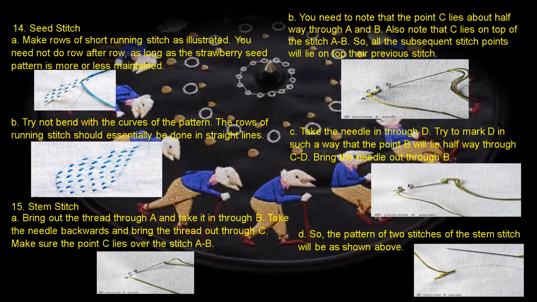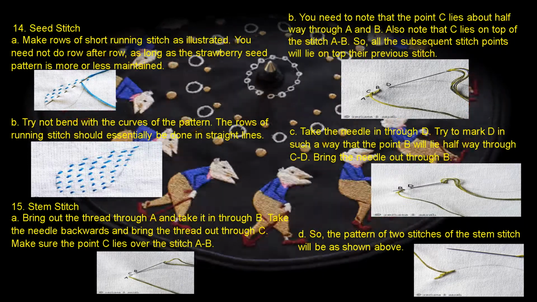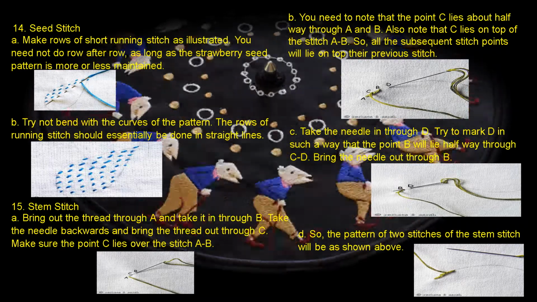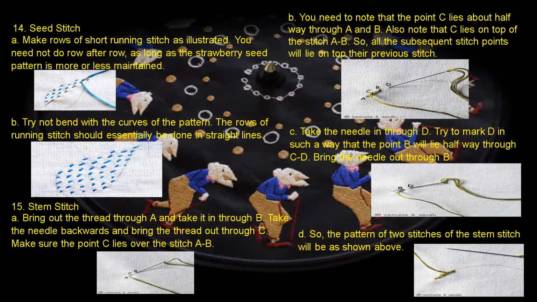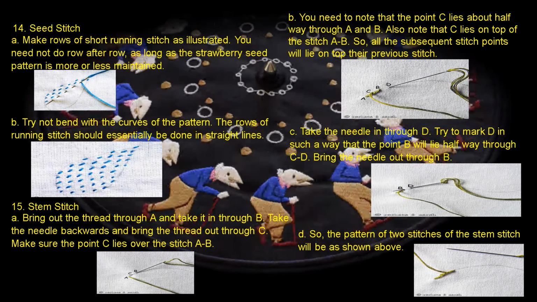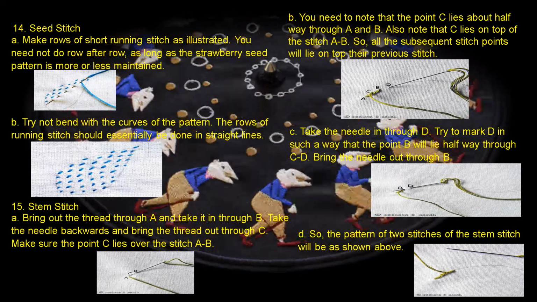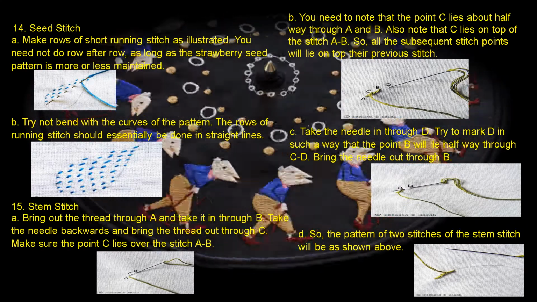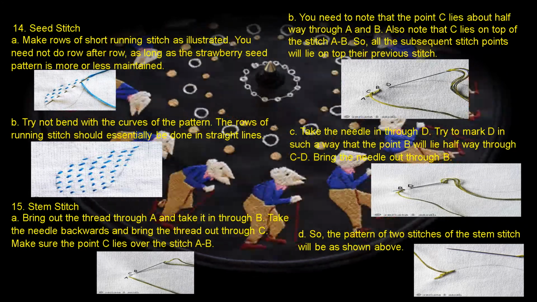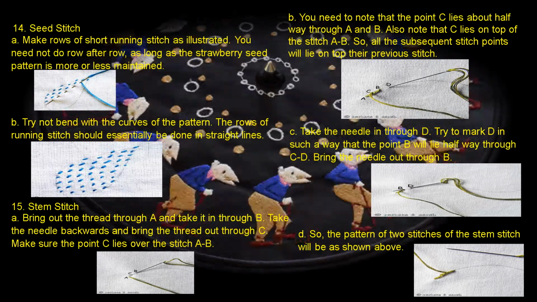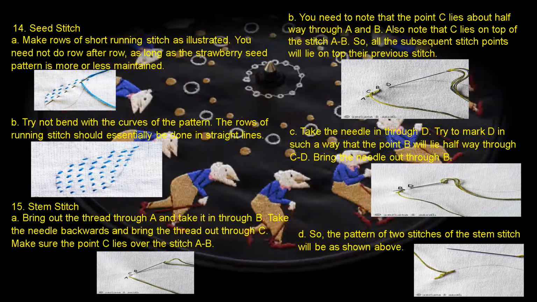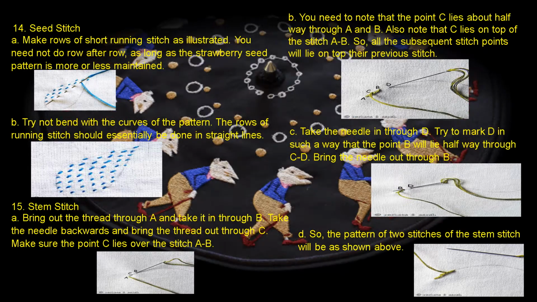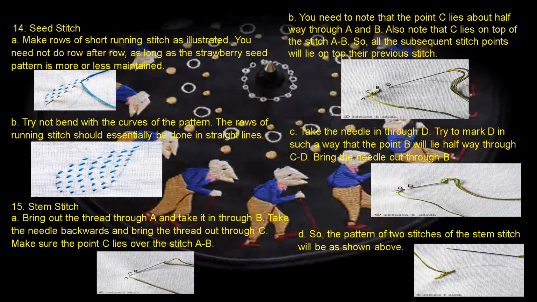Let's proceed to number 15, stem stitch. The first thing to do, bring out the thread through A and take it in through B. Take the needle backwards and bring the thread out through C. Make sure the point C lies over the stitch AB. You need to note that the point C lies about halfway between A and B. Also note that C lies on top of the stitch AB. So all of the subsequent stitch points will lie on top of their previous stitch, as you can see in the picture below in letter B. Letter C.